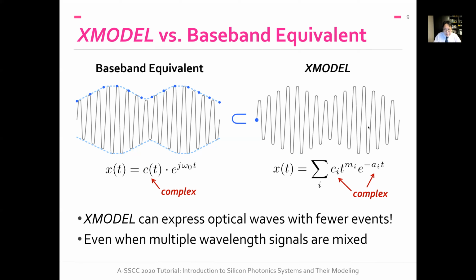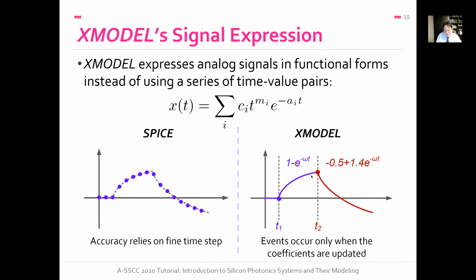And not only that, if you consider this wavelength division multiplexing system, you have multiple carrier frequencies. Expressing those signals is extremely difficult with the baseband equivalent because you're assuming one fixed carrier frequency. But within the XMODEL functional expression, it's readily available because you can express a sum of multiple sinusoids. Well, this is the key idea behind XMODEL, which uses these functional models to describe a continuous-time waveform.